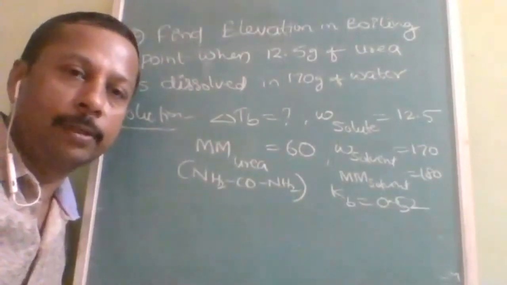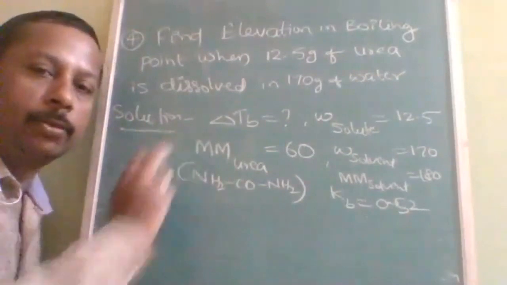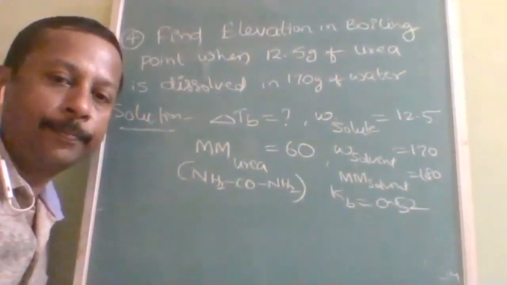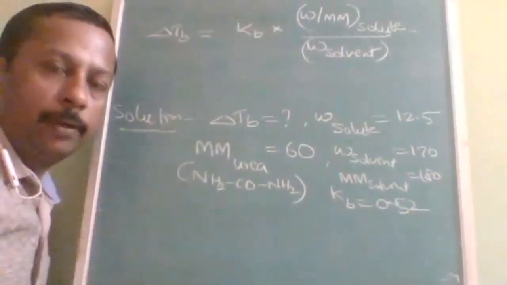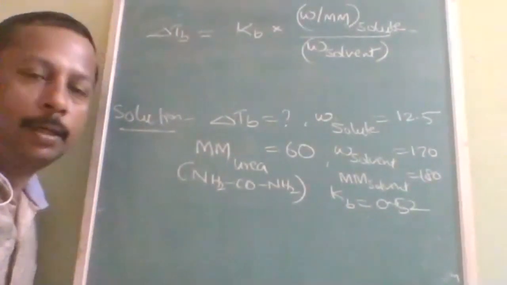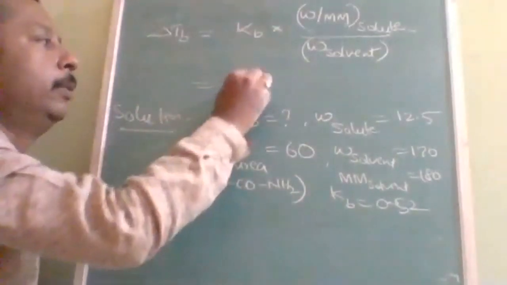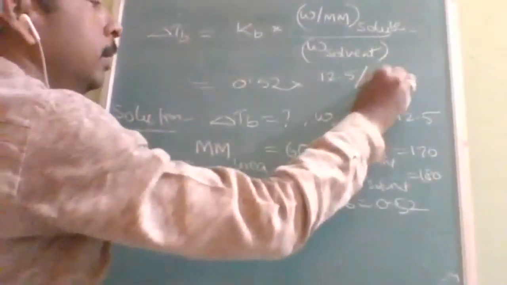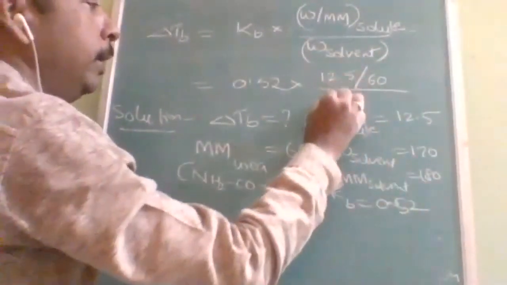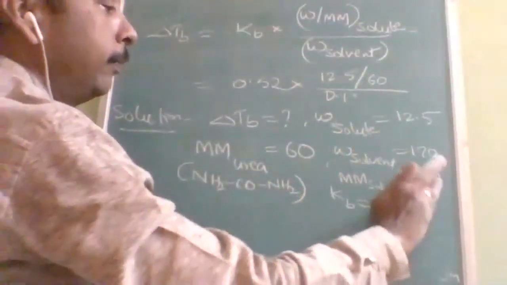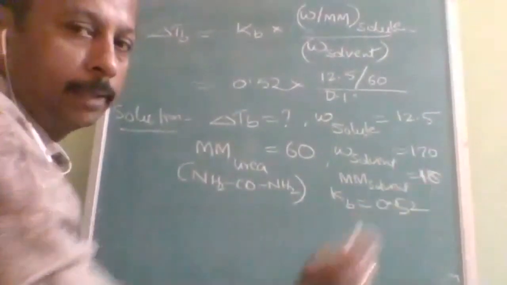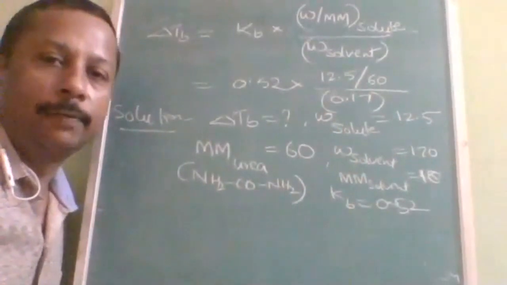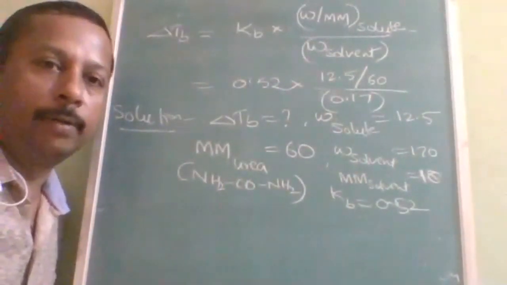Now we will change the formula because the question model is changed. Instead of writing TB solution minus TB solvent, directly we will write it as delta TB. Same formula only; the format we will change according to the question. Delta TB is the question mark. So KB 0.52 into mass of solute 12.5, divided by molecular mass 60, divided by mass of solvent 170 grams, which means 0.17 kilograms. On simplifying, you will get the final answer.